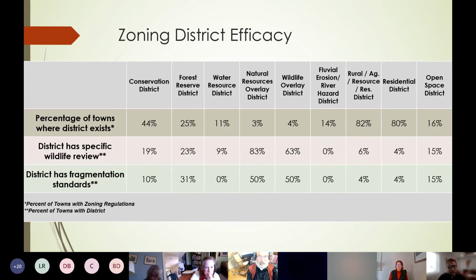Lastly, I just want to bring up that, if you look at the efficacy of different zoning districts, most towns have these residential or ag residential zoning districts, and yet they do very little to address fragmentation. In fact, that's mostly where our sprawl is happening, is in these ag rural residential districts. Many fewer towns have conservation or forest districts, and yet they're doing a much better job of controlling fragmentation and wildlife specific.